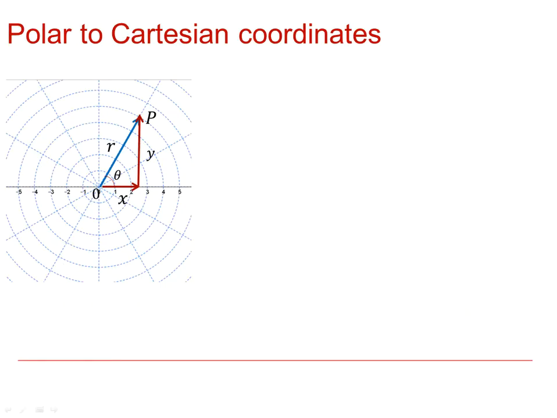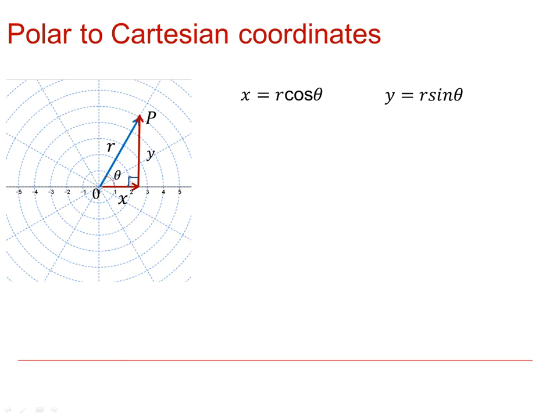The diagram shows a point P which has polar coordinates r, theta, and we want to find the Cartesian coordinates x and y. Clearly we can see on the diagram that we've got a right angled triangle, so it's a very straightforward process to work out that x is r cos theta and y is r sin theta.